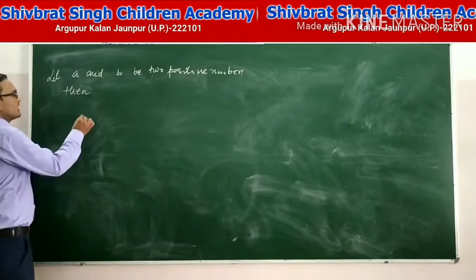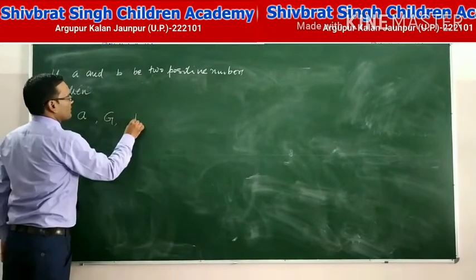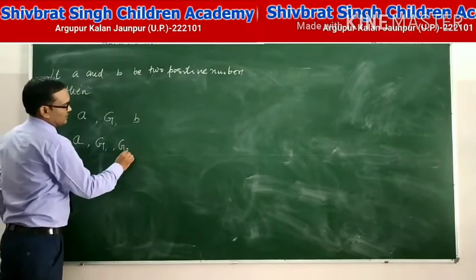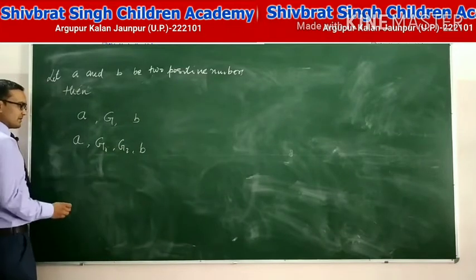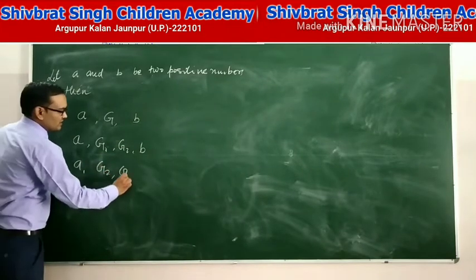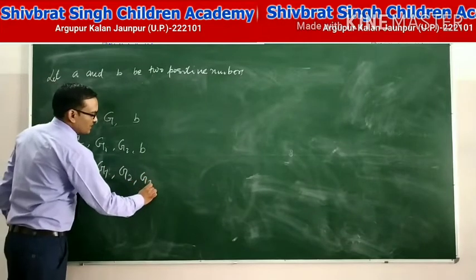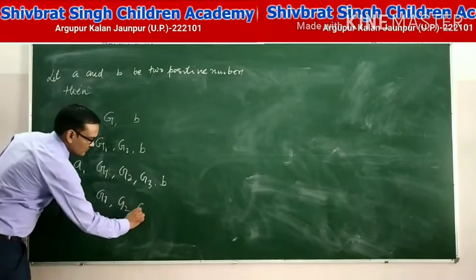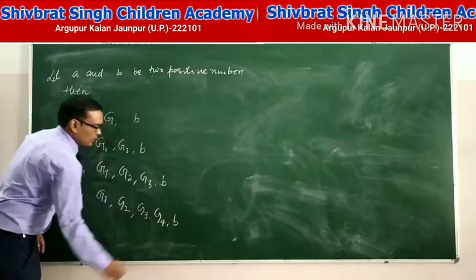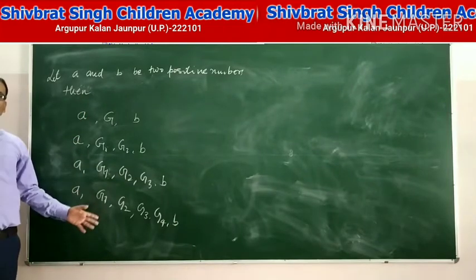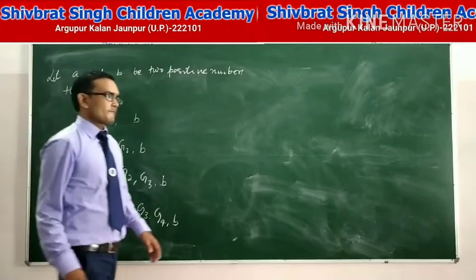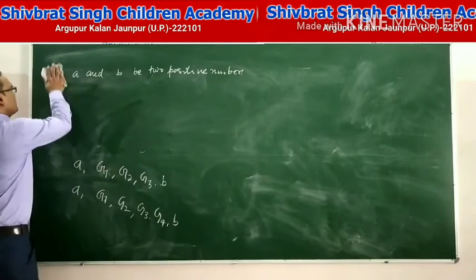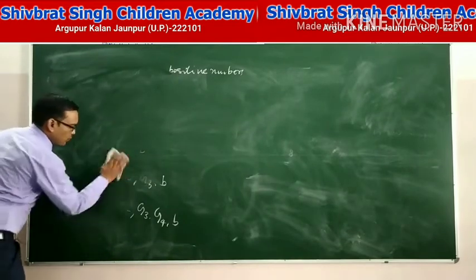That means you can insert one geometric mean between two positive numbers. You can insert two geometric means between two positive numbers. You can insert three geometric means between two positive numbers. You can insert four geometric means between two positive numbers as you like. Now we discuss the n geometric means between two positive numbers.